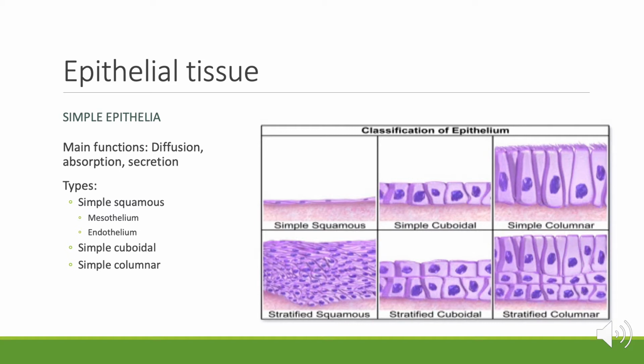Simple cuboidal epithelium are cubical in shape, and they often line ducts. Simple columnar epithelium are stretched out and long. These are found within the digestive tract.